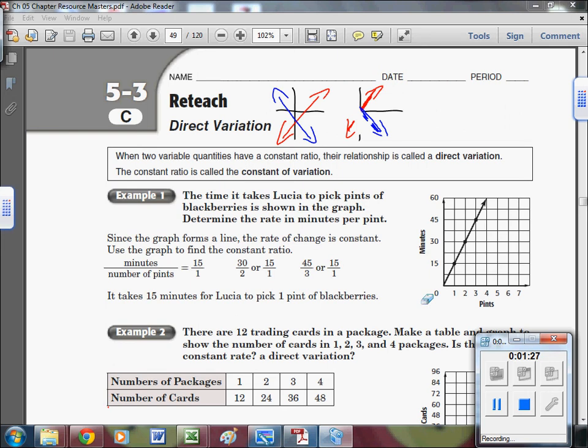Whereas regular linear equations, sometimes they do go through the origin. When they do, they are direct variation. But that's not what we were asking you before. We just want to make sure you could graph them and interpret them.